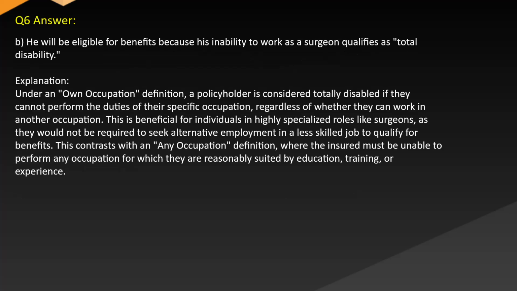Answer: B. He will be eligible for benefits because his inability to work as a surgeon qualifies as a total disability. Explanation: under an own occupation definition, a policyholder is considered totally disabled if they cannot perform the duties of their specific occupation, regardless of whether they can work in another occupation. This is beneficial for individuals in highly specialized roles like surgeons, as they would not be required to seek alternative employment in a less skilled job to qualify for benefits.